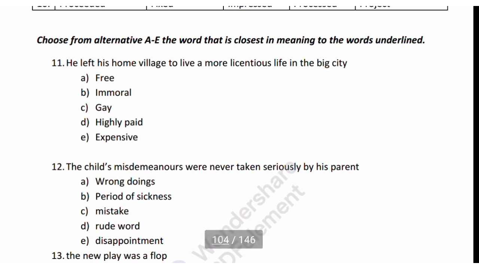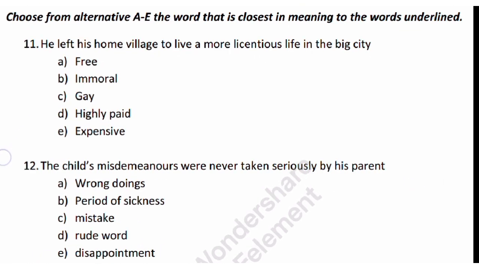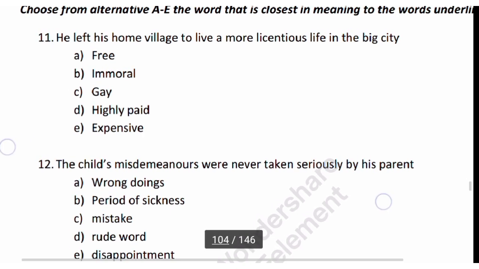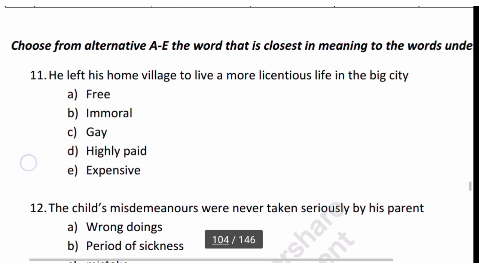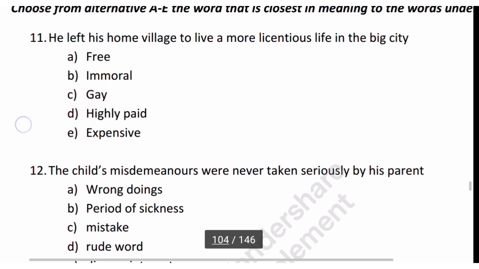It said he left his home village to live a licentious life in the big city. That's an immoral life in the city. Okay, that's number B. Then the child's misdemeanors were never taken seriously by his parents. Okay, the child's wrongdoings were never taken seriously by his parents. Okay, I'll go further.